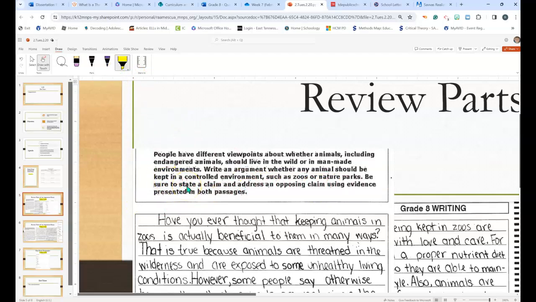So this is very similar to what you're doing. They had two passages. You have about 4 or 5, something like that. On the 10 Ready test, you will also have 2 passages. And on the 10 Ready test, you'll probably either have to write an argument or an informational text. All right, so let's take a look here.